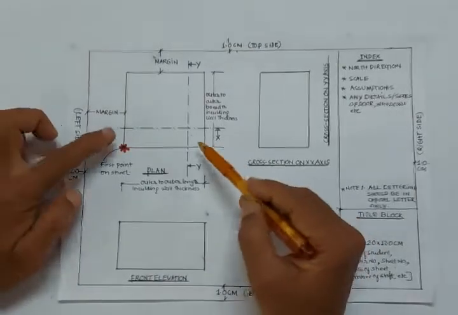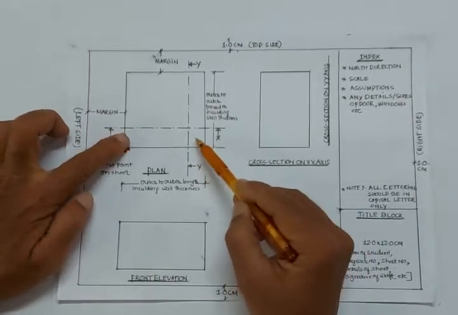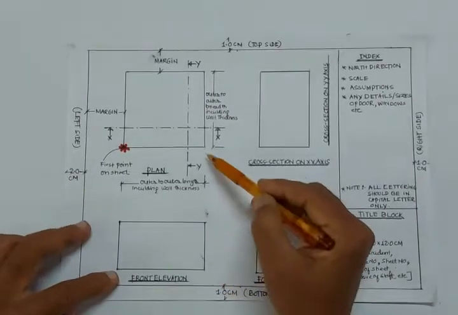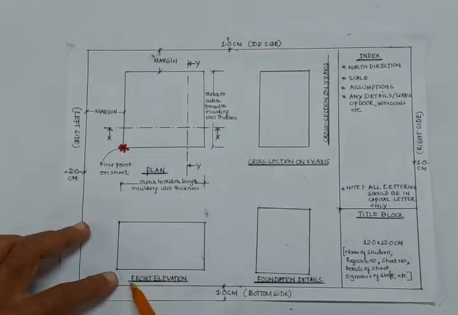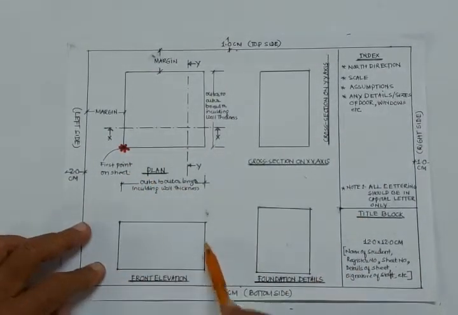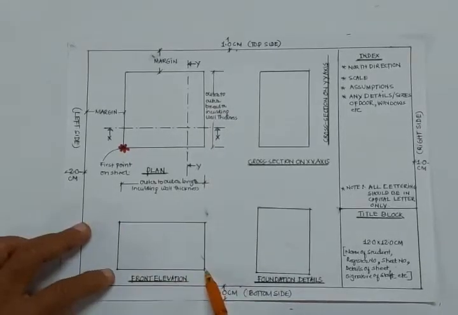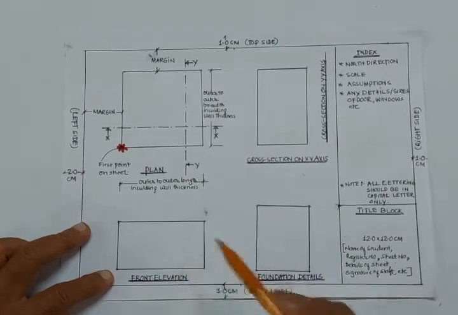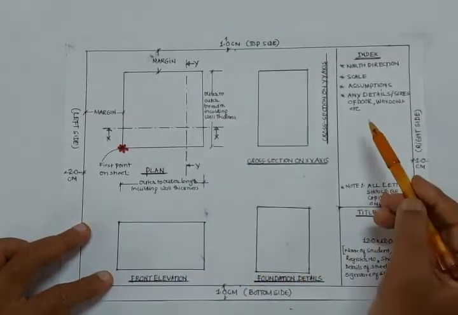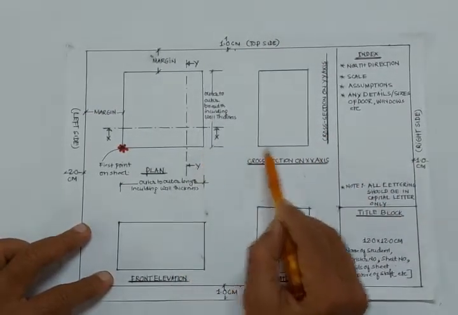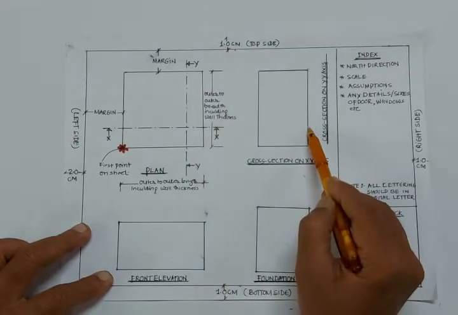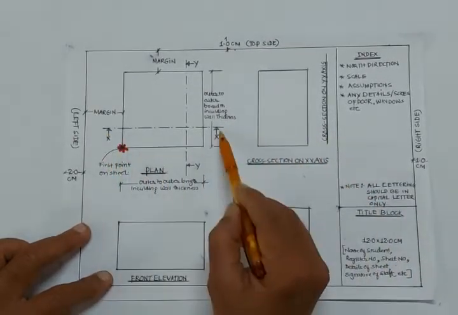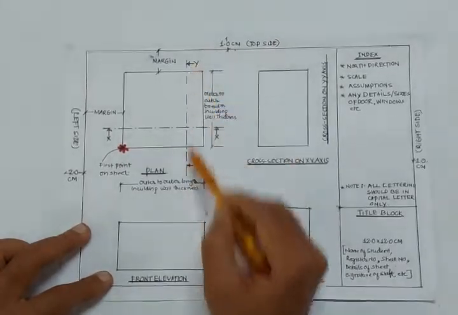Next, this is the position of the plan, and the same position of the plan you have to take to the bottom side. The same line will be extended here, so this is the elevation. You have to prepare the front elevation at the bottom of the plan. This is the position of the front elevation, and on the right side you have to extend the same line. This is the cross section. Here there are two types of cross sections: one along the x axis and one along the y axis.